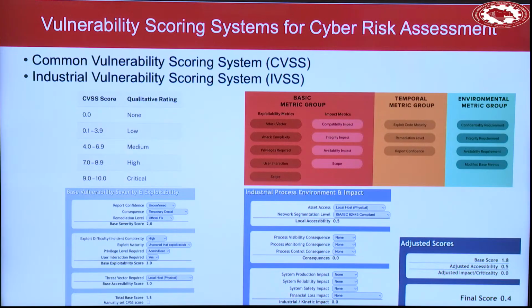So in order to understand the risk assessment, we have certain methods to follow. One of them is called CVSS, the Common Vulnerability Scoring System. This is one of the ways of quantifying risk.